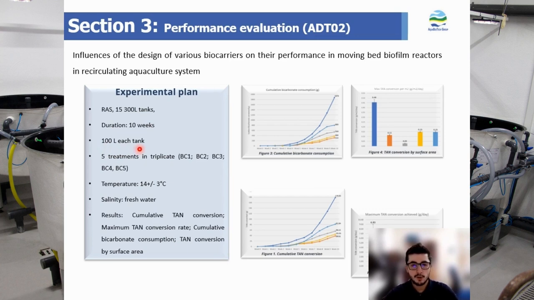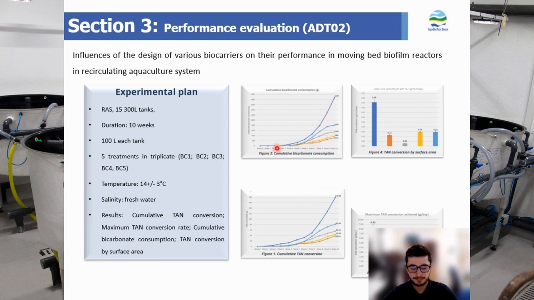100 liter of biomedia in each tank. Five treatments were tested in triplicate, named biocarrier 1, 2, 3, 4, and 5. Temperature was in a range of 14 plus minus 3 degrees. Salinity: the study was conducted in fresh water. And as a result, we were testing the cumulative TAN conversion, maximum TAN conversion rate, cumulative bicarbonate consumption, and TAN conversion by surface area.